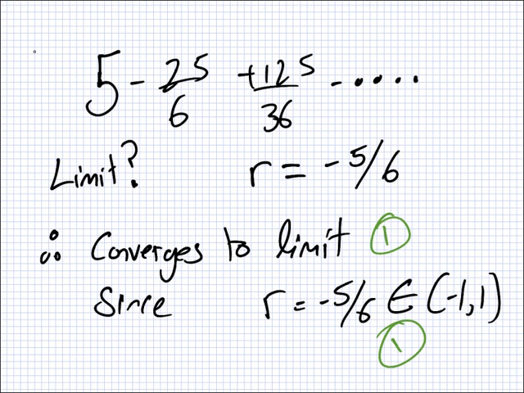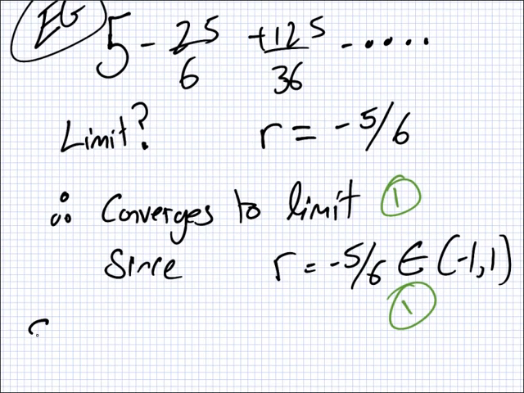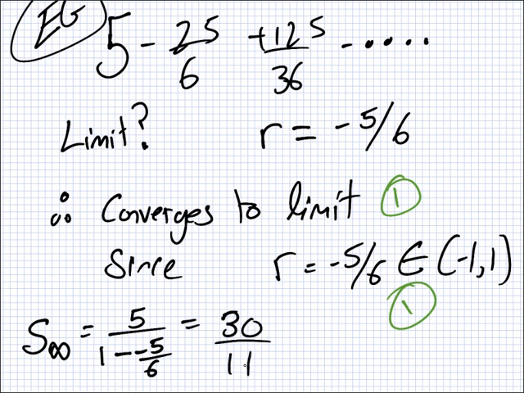So that's our first example. And since it has a limit, we should calculate it. So using the formula, S infinity equals a over 1 minus r. That gives 30 over 11. So this is the limit it's trying to converge to when you add the terms together. Yeah? Okay, next now.